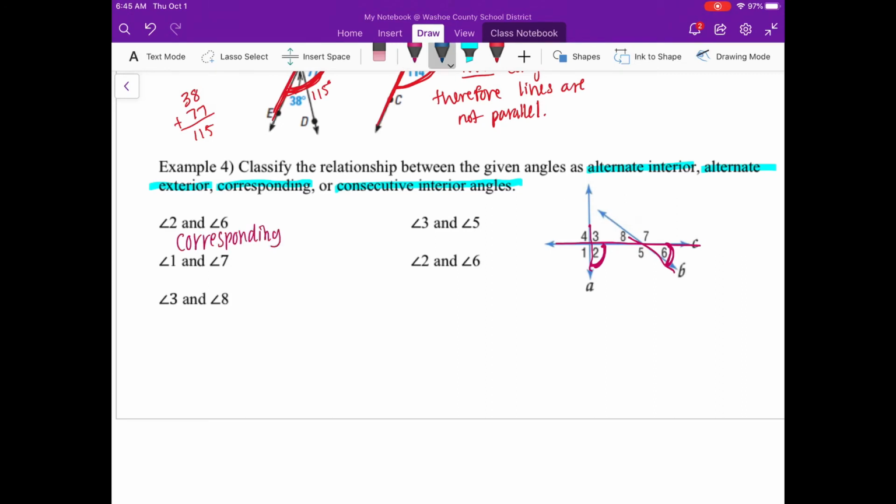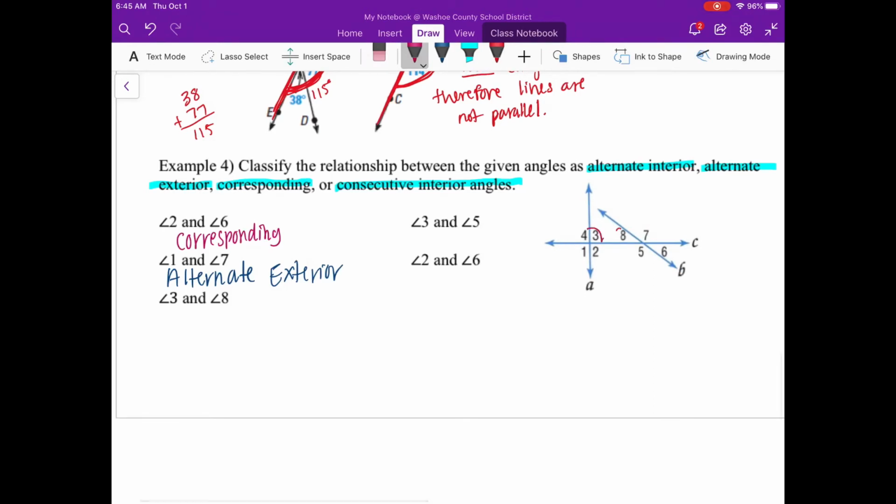Okay. Angles 1 and 7, they're both on the outside of these lines. Outside means exterior, and they're both on the opposite sides of that transversal. So that is alternate exterior. I'm going to clear my picture here between them. Next, we have 3 and 8. So 3 is here, 8 is here. They're on the same side of the transversal. They're both above, so that's going to be the word consecutive instead of alternate. And they are both within the 2 lines, so they are interior.